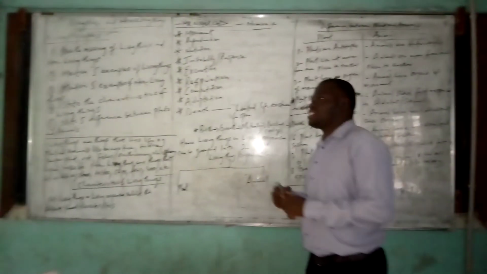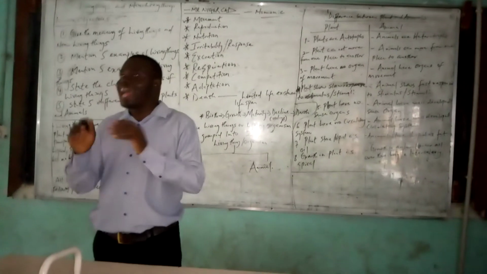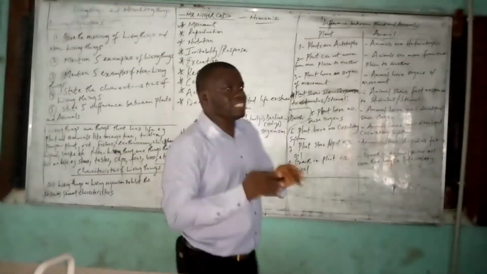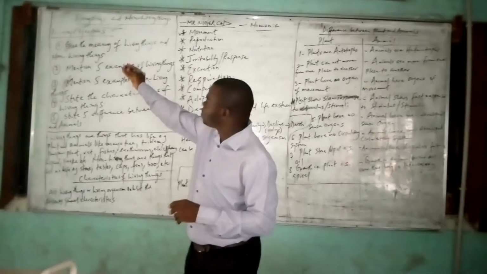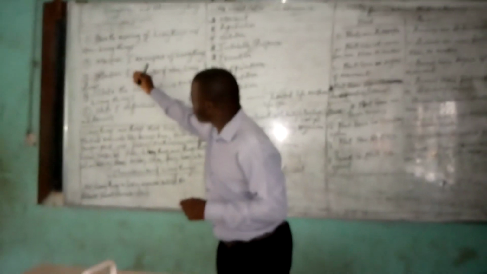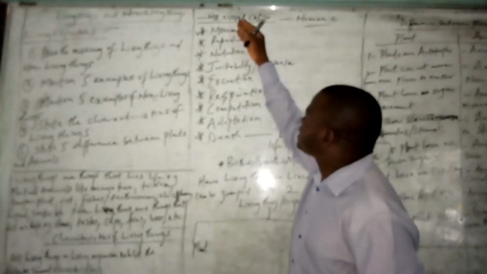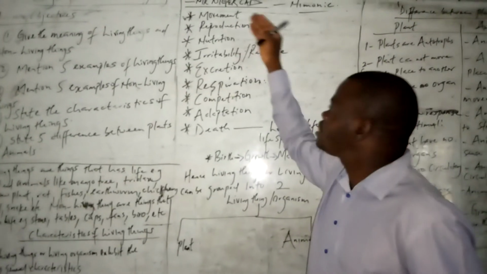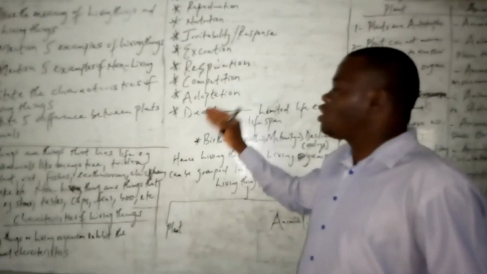So at the end of this lesson, we have looked at living things and non-living things. Living things are things that have life, while non-living things are things that do not have life. We looked at the characteristics in our learning objectives: we gave the meaning of living things and non-living things, we gave examples, and we stated the characteristics. Use the mnemonic to remember them: Mr. Niger Car, which means movement, reproduction, nutrition, irritability, excretion, respiration, competition, adaptation, death.